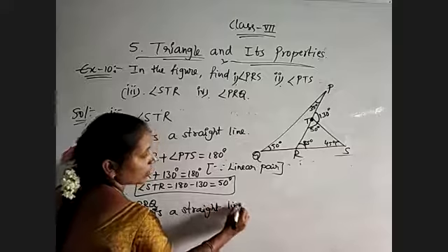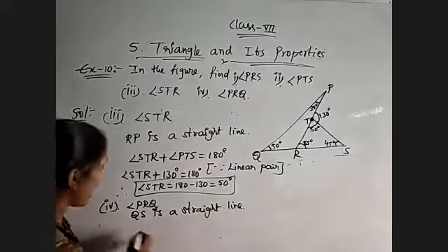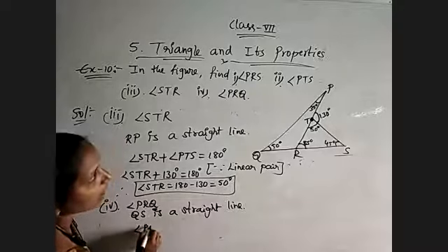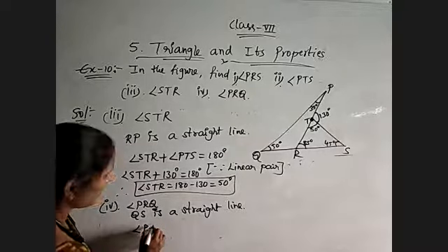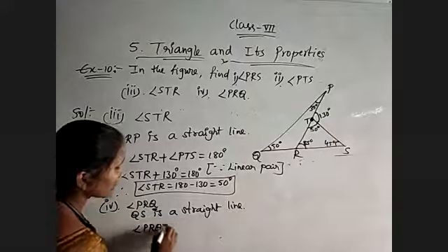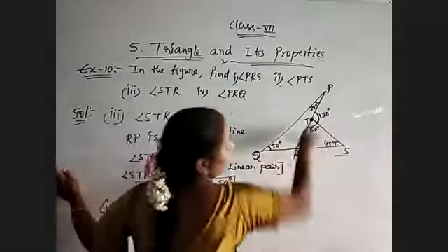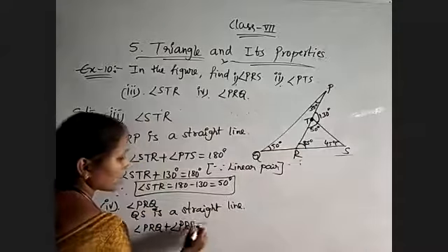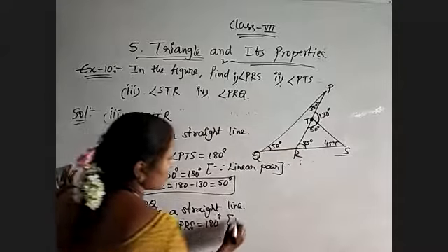Same linear pair only I am using. So angle PRQ plus angle PRS will be equal to 180 degrees because of a linear pair.